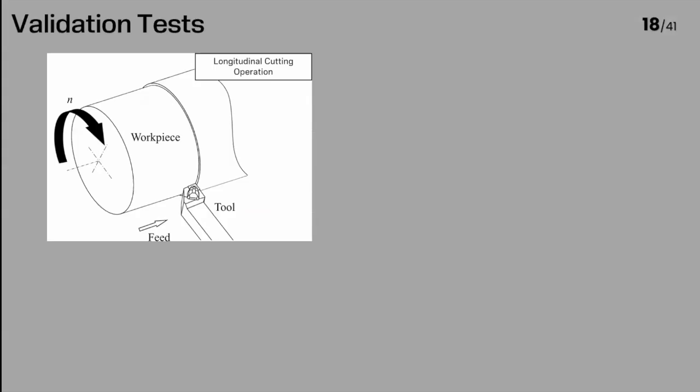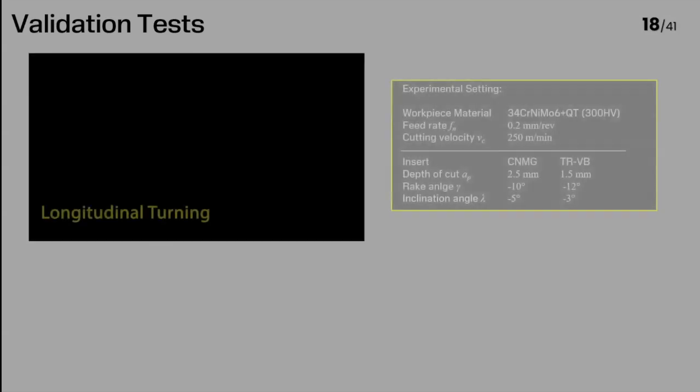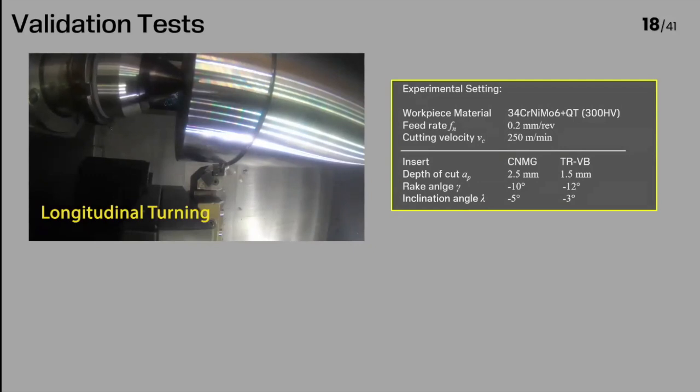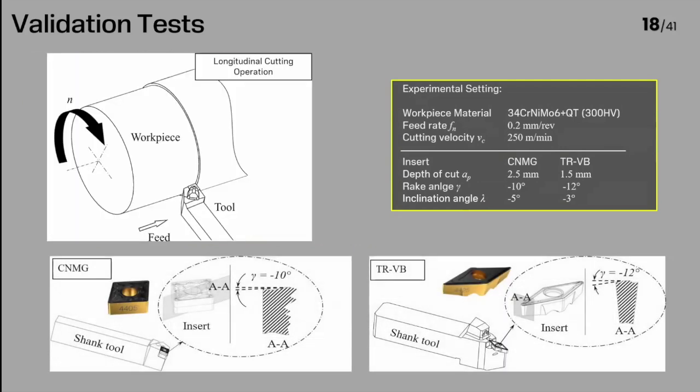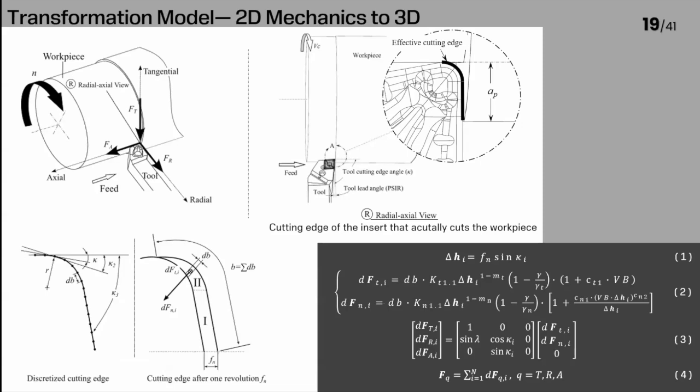And to validate this model, we carried out a 3-dimensional longitudinal cutting test, as you can see in this video. To ensure reliable results, we used 2 different cutting inserts. However, the model developed for 2-dimensional cutting is not directly applicable to the 3-dimensional case. To bridge this gap, we utilized a transformation model that adapts the 2D mechanics to 3D. And here is how it works.